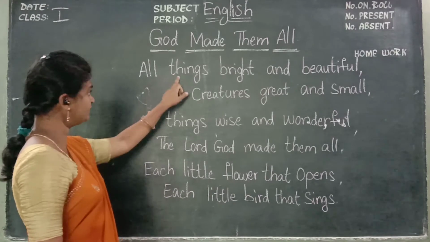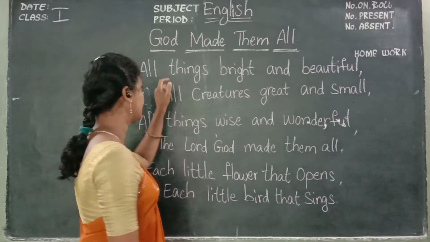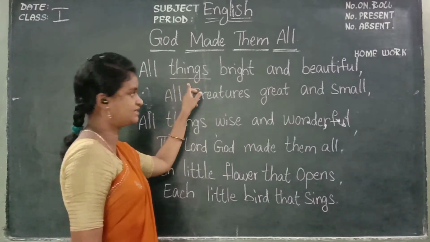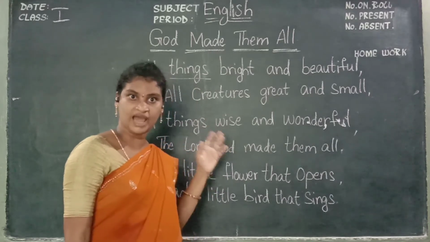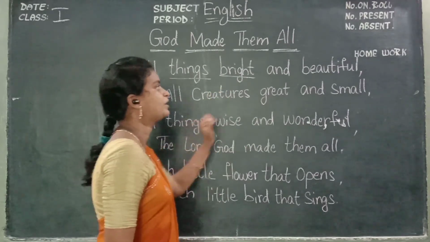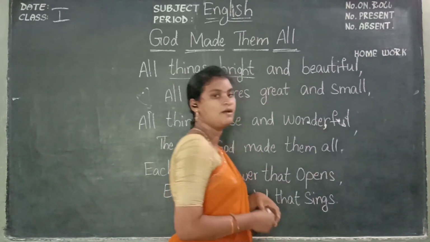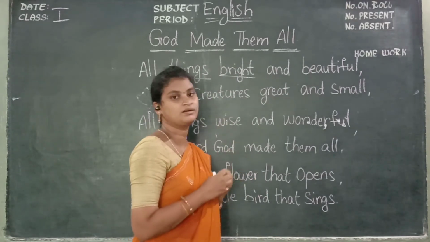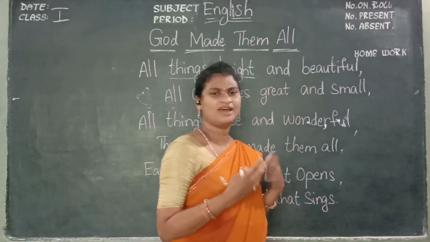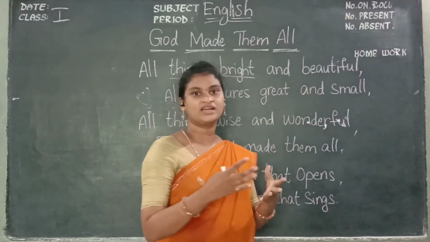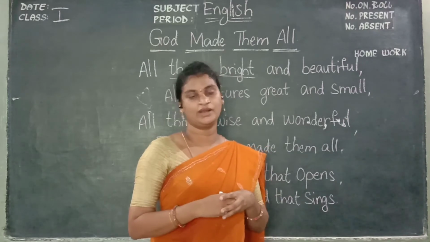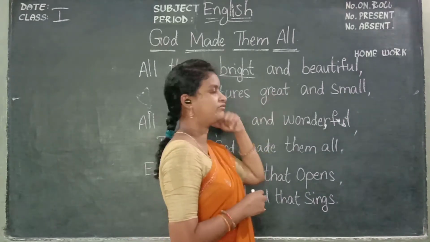See children, things. What is the spelling of things? T-H-I-N-G-S, things. Bright. What is the spelling of bright? B-R-I-G-H-T, bright. Beautiful. Bright means very shining. Okay, children? Beautiful nature. We like sarees and colors and dresses, colors beautifully, wow, beautifully. All are saying beautiful. Okay, children?